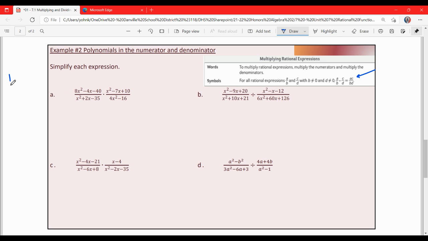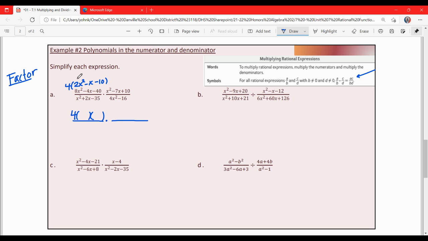First thing you always want to do is factor still. So I'm going to just draw my two lines here to represent my fractions. I'm going to look at this top left fraction. It looks like there's a 4 in common in everything, so I'm going to take a 4 out, and that leaves me with 2x squared minus x minus 10. The reason why I did this is because now I can factor. Let's put the 4 there, and let's start our two factors.